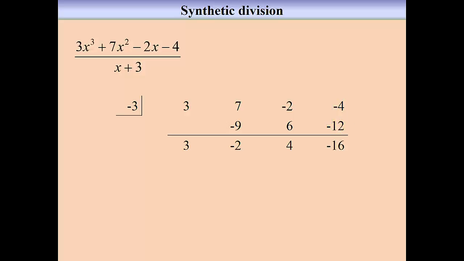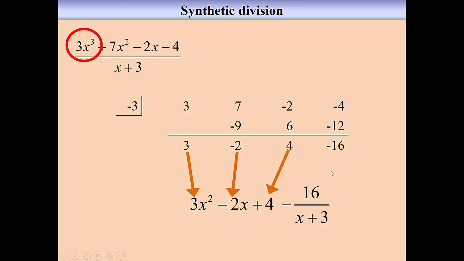Now, here's how we write the answer from those numbers. If we had a 3x cubed to begin with, then the new polynomial, when we divide out an x, is going to be x squared. And so we take the 3 at the bottom here and write it as 3x squared minus 2x plus 4. The negative 16 is the remainder. And we do with the remainder just like we did in the long division. We write that over the thing we were dividing by.